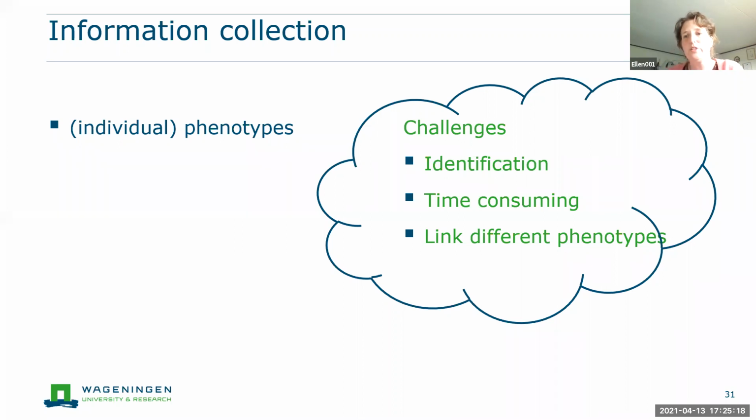Because you can imagine, for instance, in flower beetles, that the larval stage consists of several stages. So if you collect a phenotype in the early larval stage, then it's not possible to link that to, for instance, the pupa, because you can't mark the individuals through life.